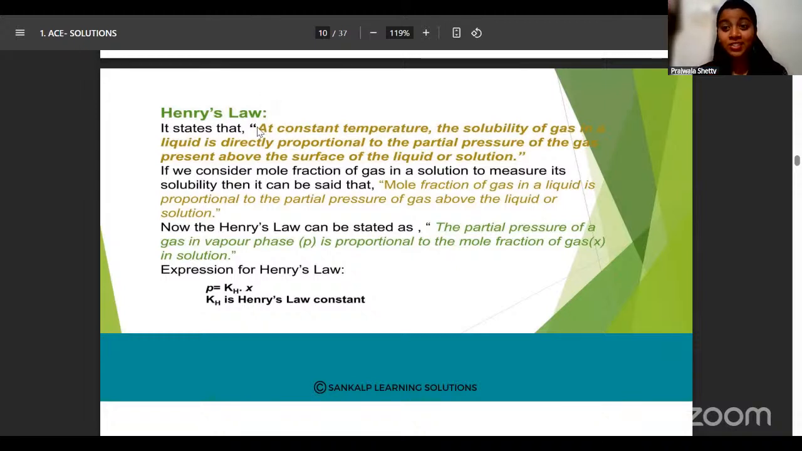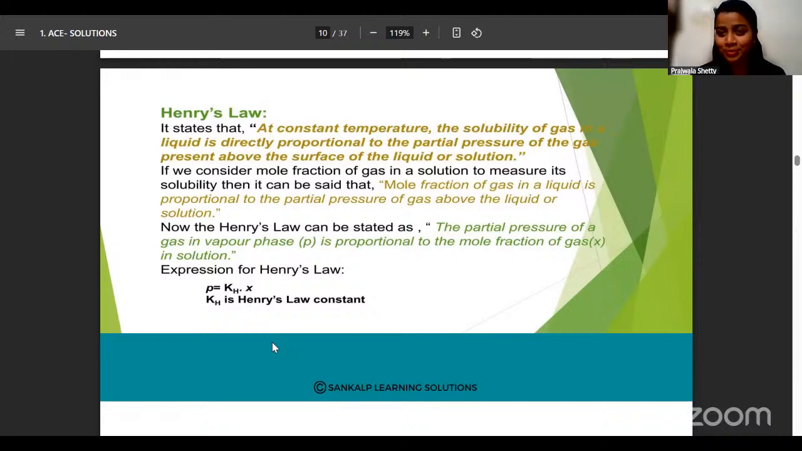What does it state? Let's see the statement of Henry's law. Please make sure that you learn this Henry's law properly, and you should not get confused between Henry's law and Raoult's law, which you are studying in further slides. Let's see what Henry's law is.